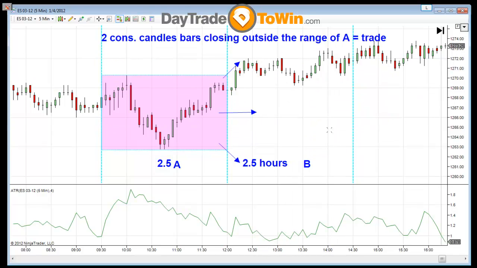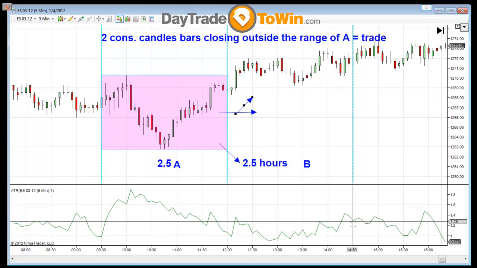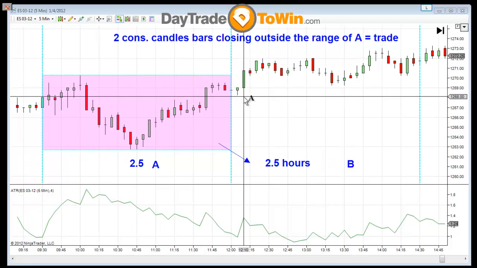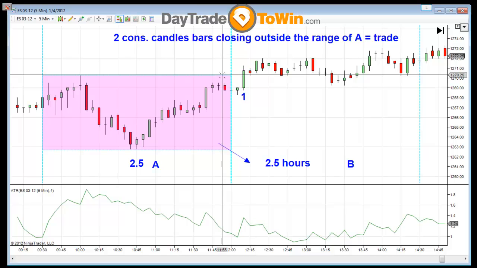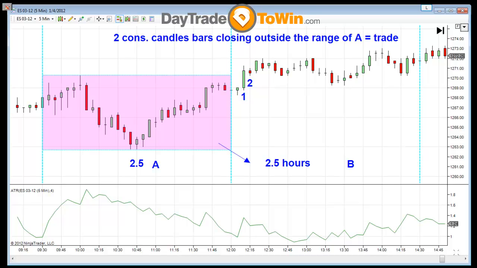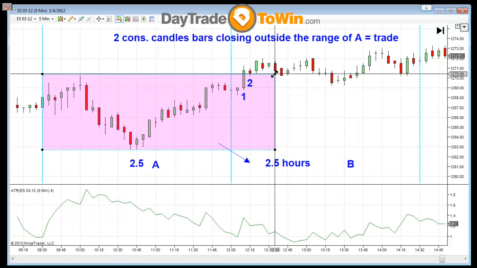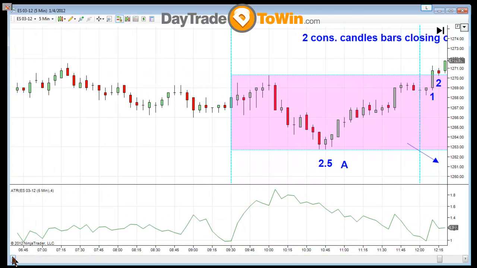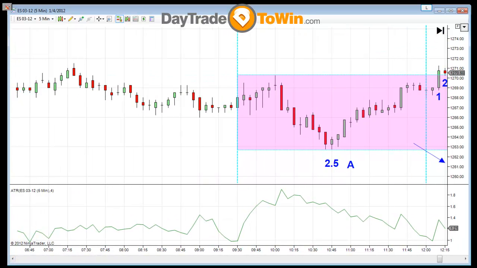And so if you look at this yesterday, let me just expand this here a little bit. You have candle number 1, close outside, and candle number 2, close outside. It's objective, it's mechanical, there's no thinking involved here. We have 2 consecutive closings that occurred above the range of A. Now you have the ticket to say we're going to have a trending day.